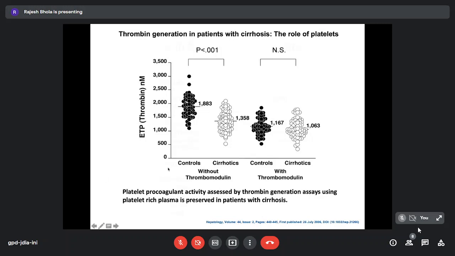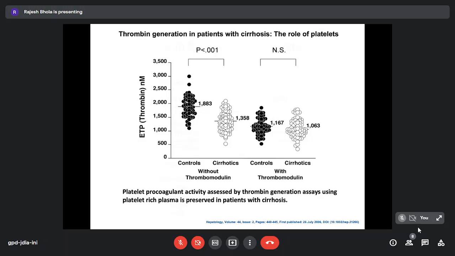So, this graph is presenting the endogenous thrombin potential. That is the area under the thrombin potential curve, that is the amount of thrombin that is being generated. If you look into the control and cirrhosis without thrombomodulin, you can see that there is a reduced endogenous thrombin potential, that is reduced thrombin generation in cirrhosis. But with the addition of thrombomodulin, the thrombin that is being produced is not significantly different between the control and the cirrhotic patients.